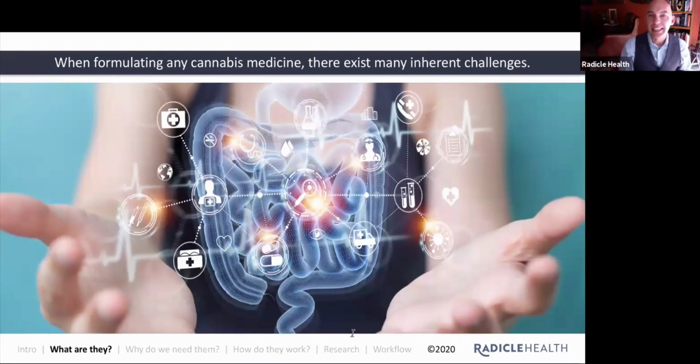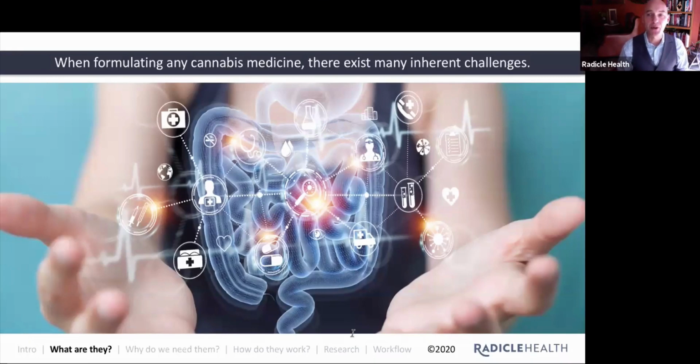When formulating any cannabis medicine, there exist a lot of inherent challenges. Cannabinoids are highly lipophilic. They love fat. They degrade rapidly under oxidation. They have poor aqueous solubility, and they have poor bioavailability. Healthcare professionals and patients tend to like oral administration forms because healthcare professionals and drug formulators can facilitate the use of pharmaceutical grade ingredients and standard dosing protocols with oral formulations. And as patients, we're kind of used to taking medications orally.